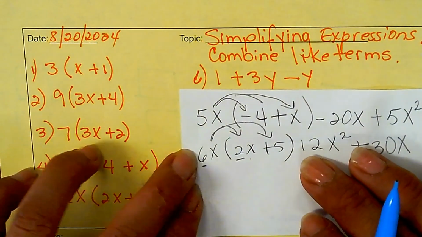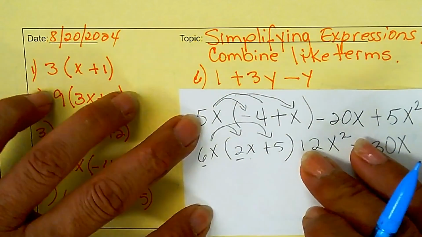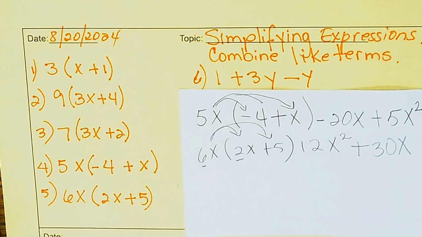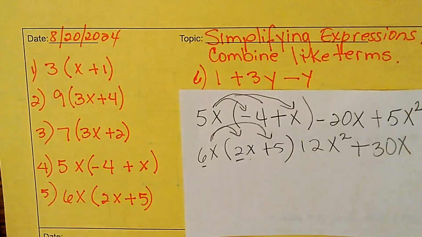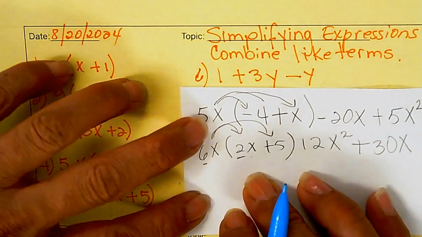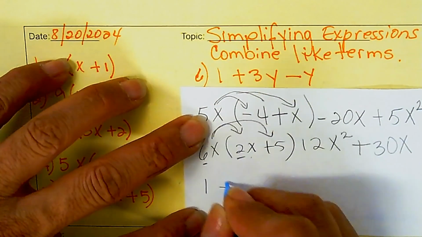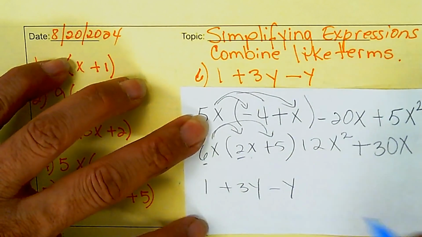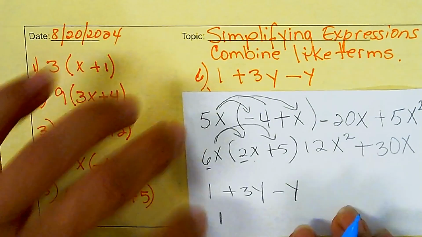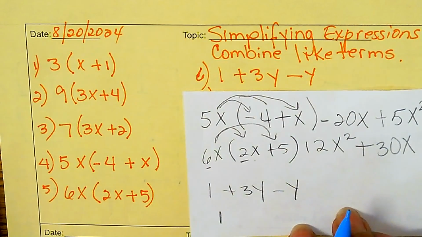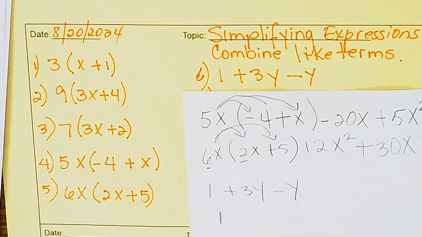Number 6. So now what are we doing? Now we're adding like terms, right? So, Travis, what's the answer, sir? 2y plus 1. You got it, sir. So, 1 plus 3y minus y. So we have the 1 by itself. We don't have any like terms. We don't have a 2 or 3 or 5 or 10. We only have that 1. We leave it alone.